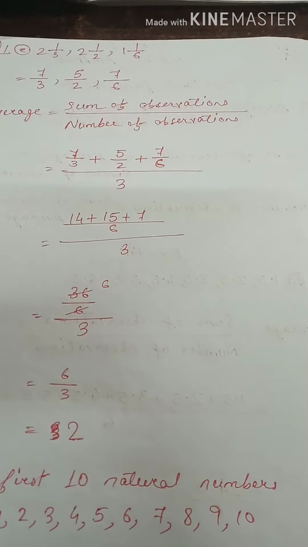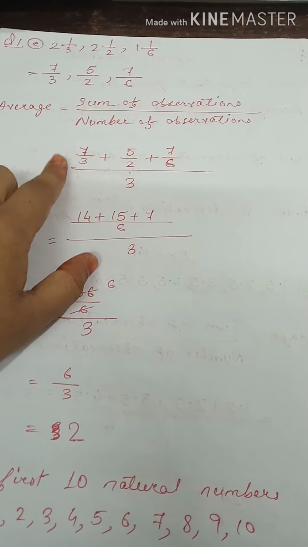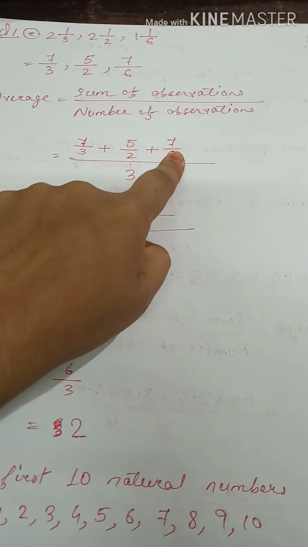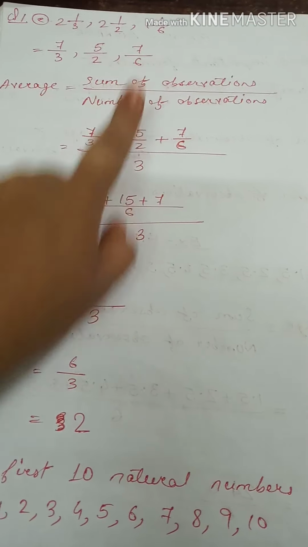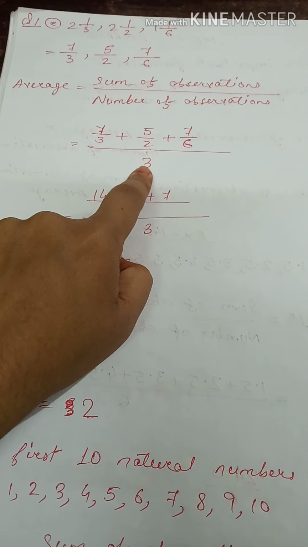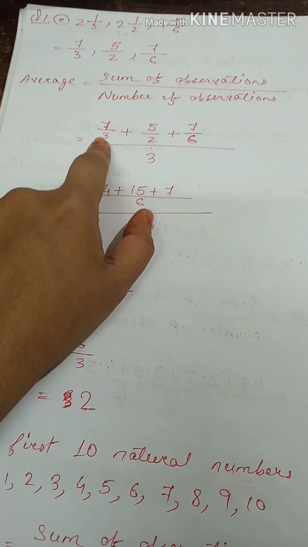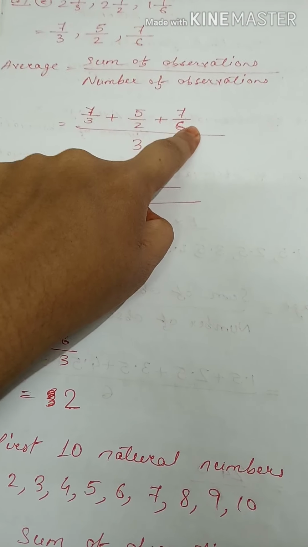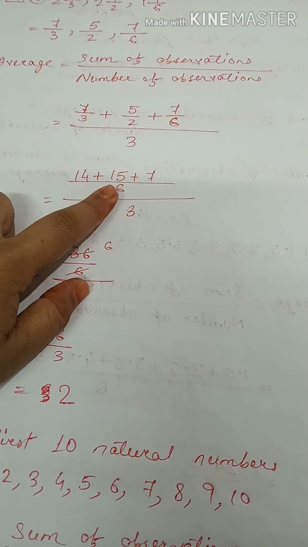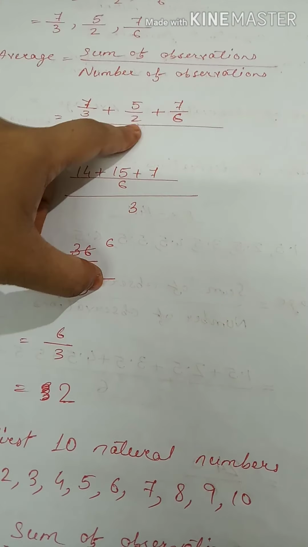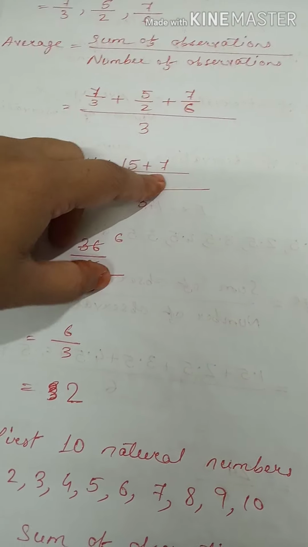Here, all these are the observations themselves. So we will write 7 by 3 plus 5 by 2 plus 7 by 6 divided by how many fractions there are: 1, 2, 3. So divided by 3. We write this divided by 3 as it is, and we find the LCM of 3, 2 and 6. The LCM of 3, 2 and 6 is 6 itself. So 3 2s are 6, 2 7s are 14, plus 2 3s are 6, 3 5s are 15, plus 6 1s are 6, 1 7s are 7.